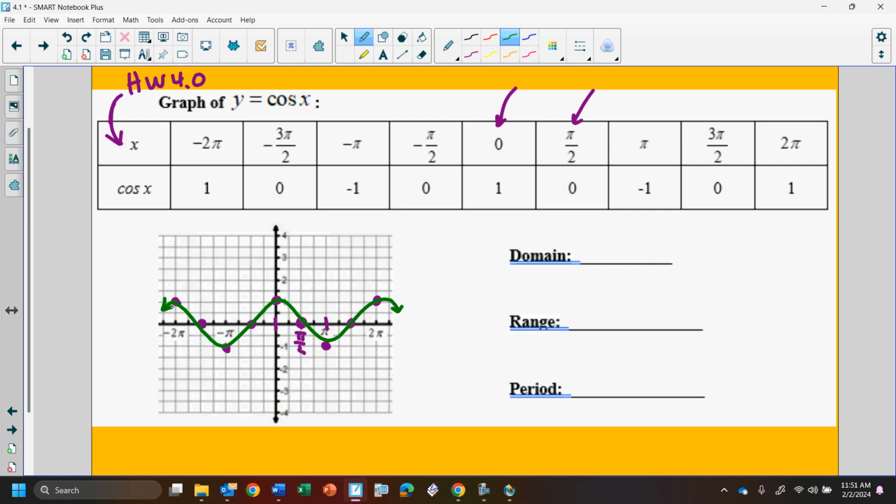All right. Partner time, domain, range, and maybe period. Let's see what you guys can do with that. Domain, range, and period. How often does it repeat? How much left and right does it go? How much up and down does it go?